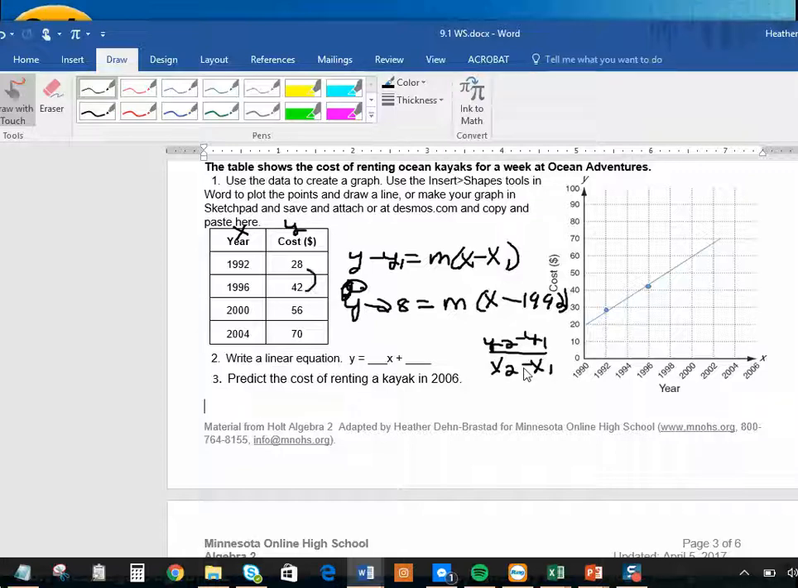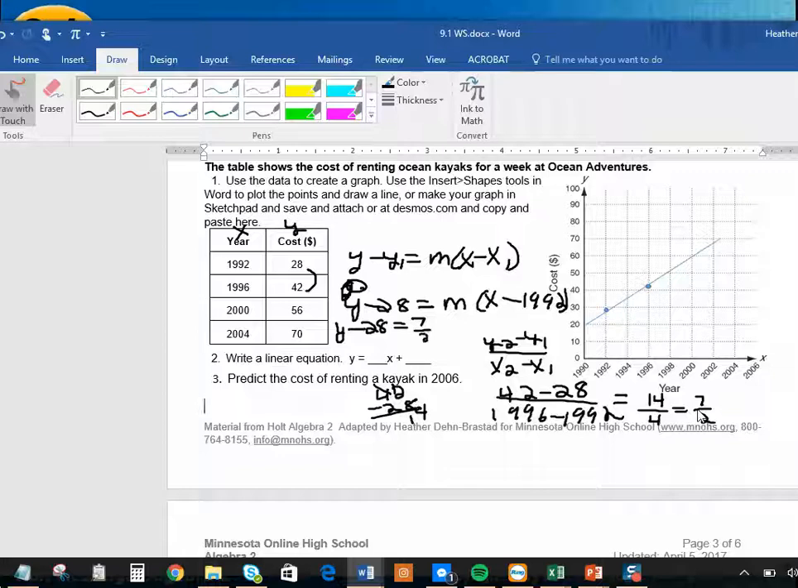So I'll take 42 minus 28 over 1996 minus 1992. So we would get 42 minus 28 is 14, and 1996 minus 1992 is 4, so this is the same as 7/2. So our slope is 7/2. So y minus 28 equals 7/2 times x minus 1992.